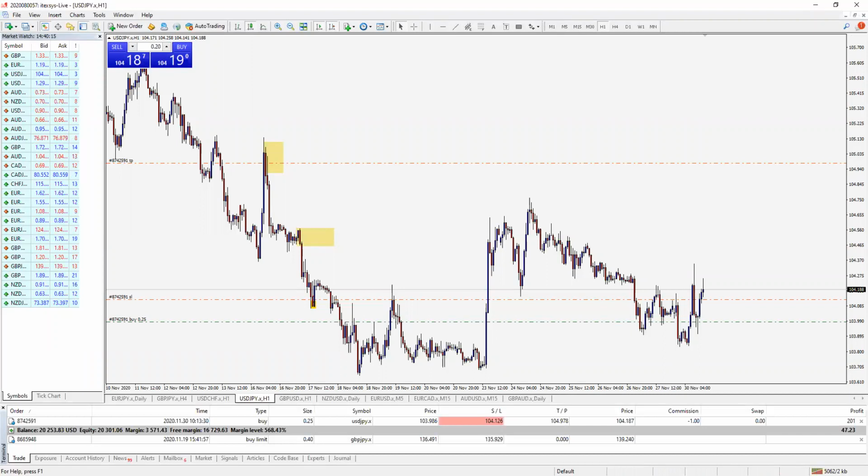Okay, why the entry in US dollar yen? Oh, I explained about this position at the beginning. Sorry, I won't repeat this. And okay, all right, thank you.